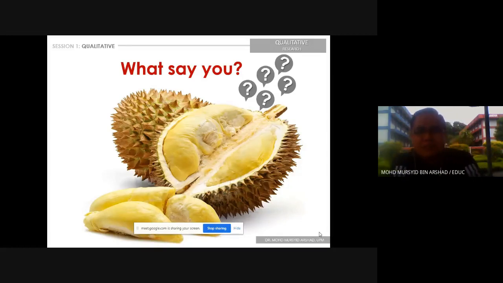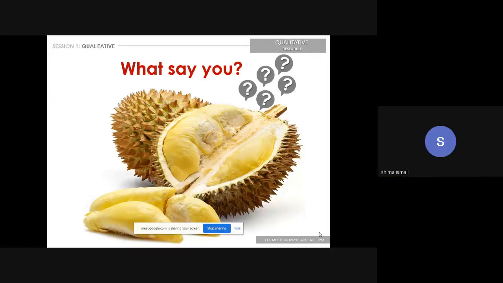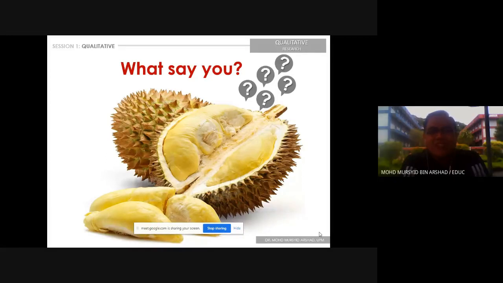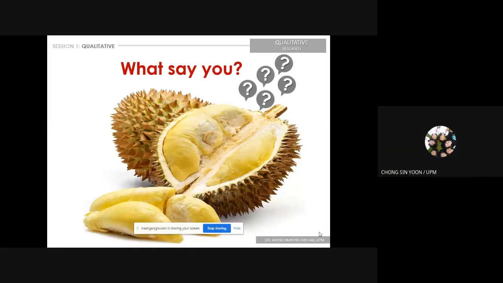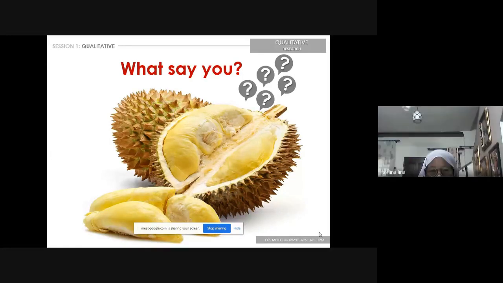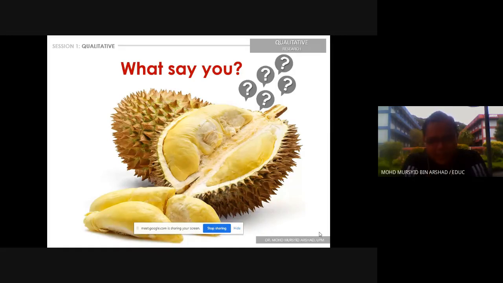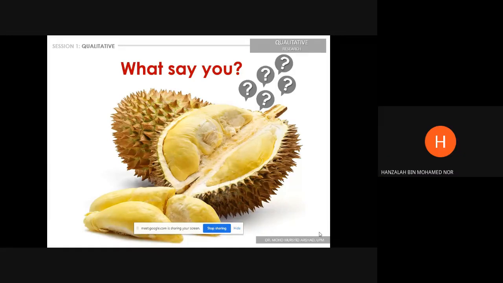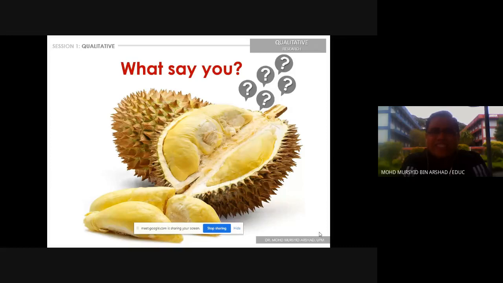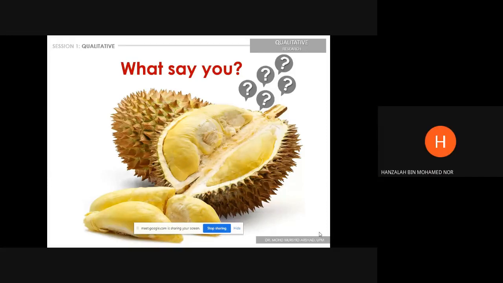So this is a picture that you need to ponder. What is this? It's a durian, right? Do you really like durian? Love the durian. You know the taste of durian, right? Is it possible to describe the taste of durian? Is it easy for you to share with others the taste of durian? Can you explain and describe it? It will be difficult, right?